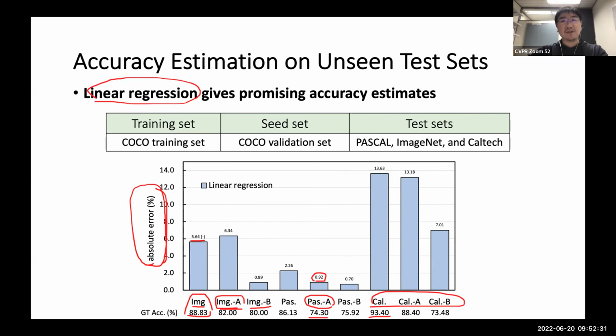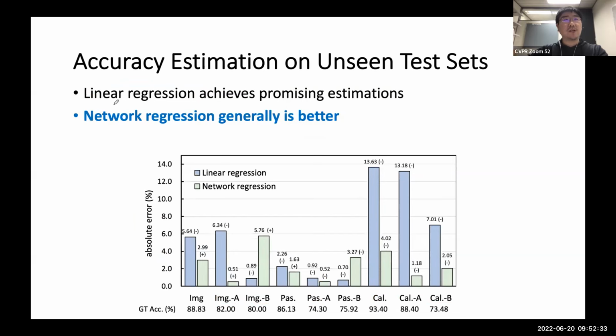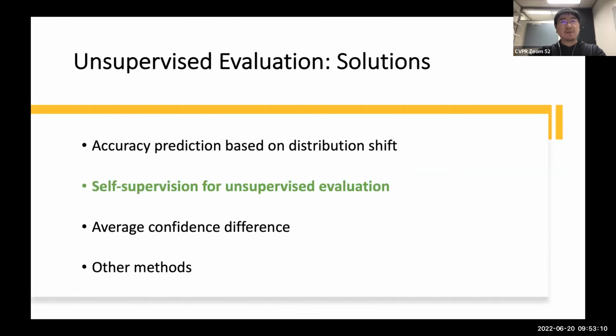If we look at neural network regression, it is better than linear regression. In these figures, the green bar means the neural network regression, which is usually lower than the blue bar. This one is lower, and this one is slightly higher, which is not good. But usually neural network regression looks better and gives a smaller error. Okay, so this is the first method I'm talking about, and I'm going to talk about a few others.